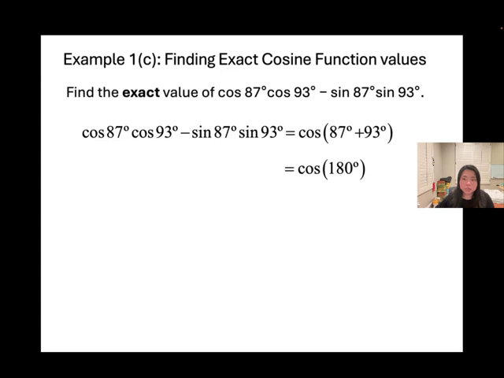What's cosine 180? Think about the unit circle. 180 is going to be on the negative x-axis, like here, right? So cosine is going to be -1.